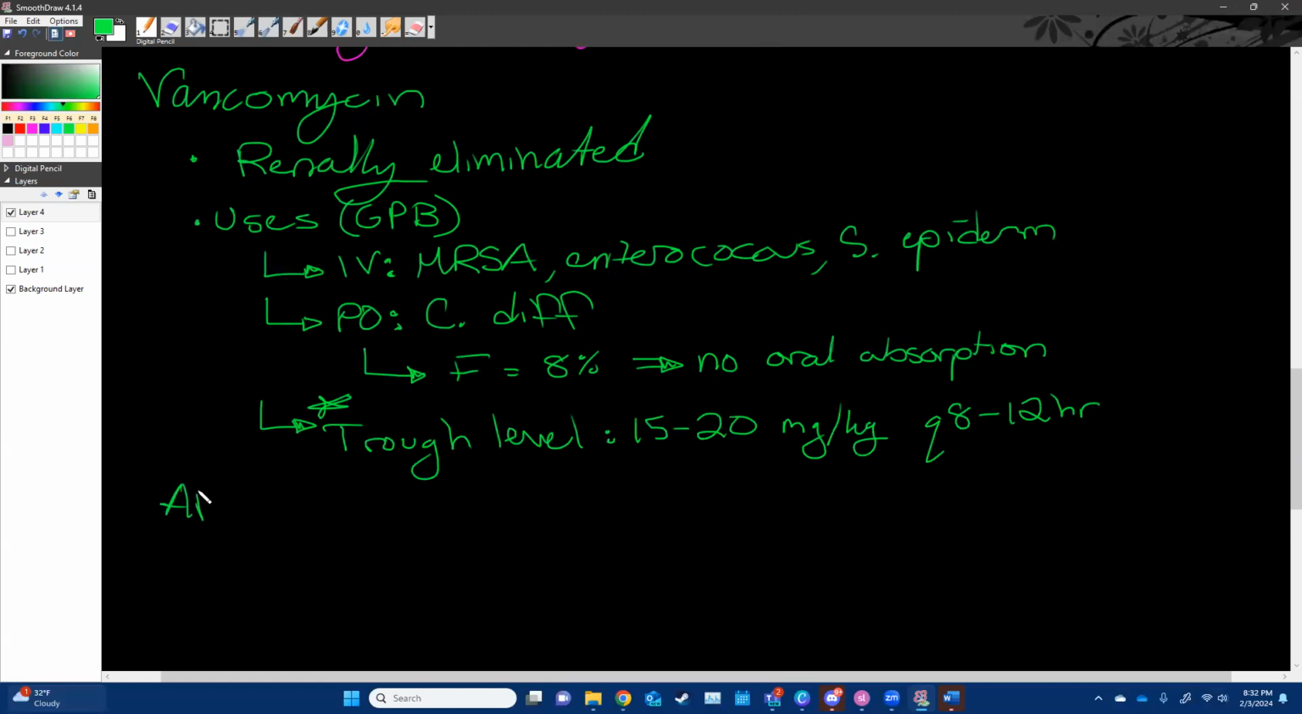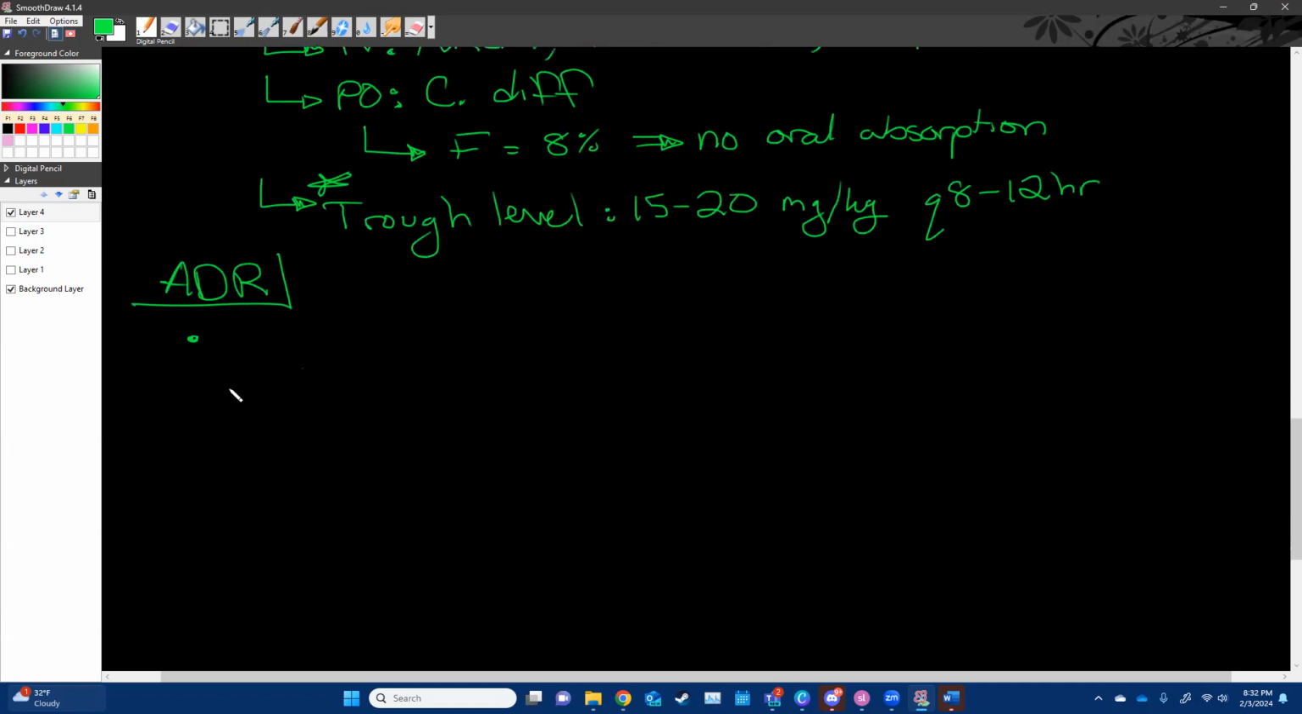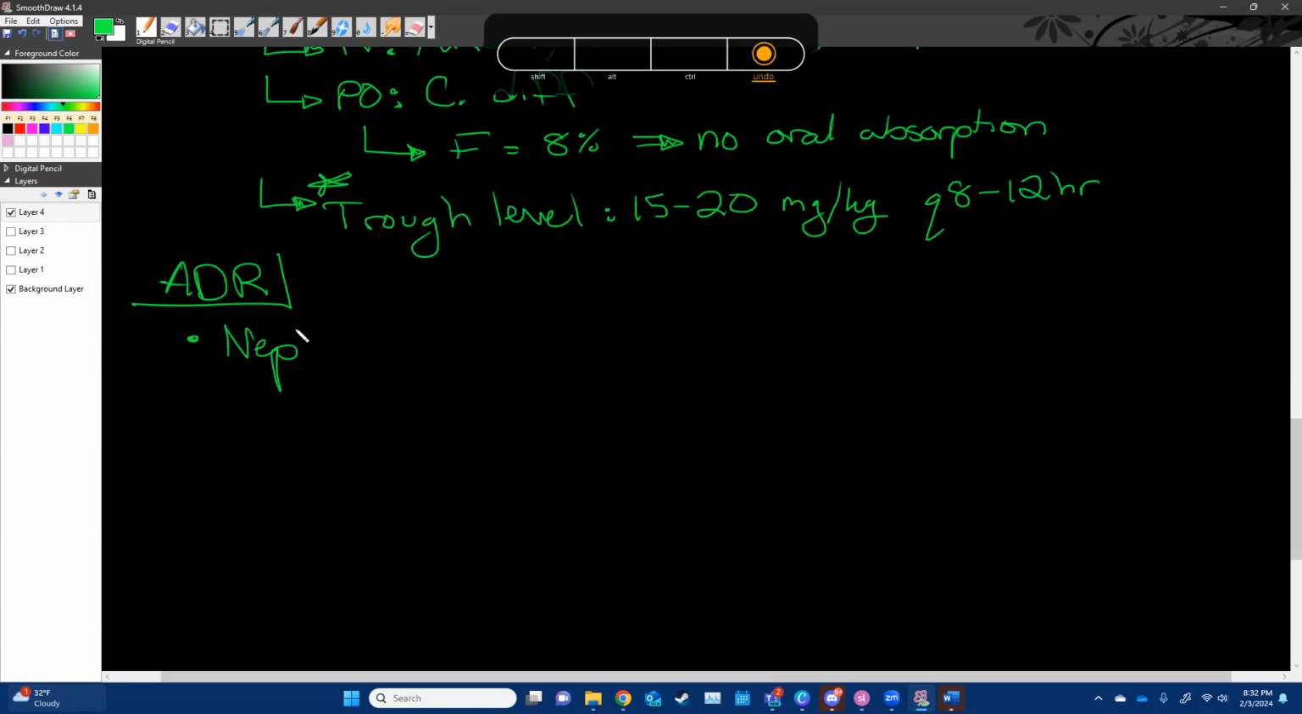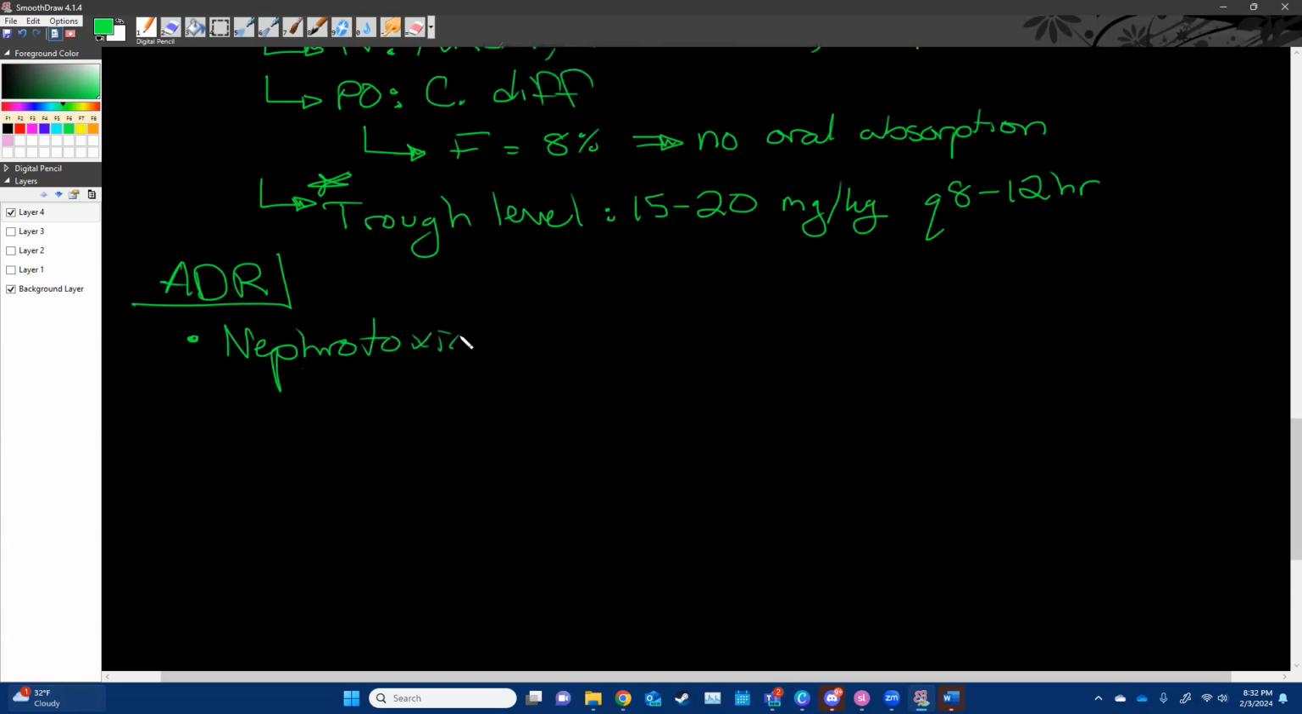All right. Adverse drug reactions. One of the things that happens with vancomycin is that we can end up having nephrotoxicity. Primarily, this is due to a too high trough level, so the amount of vancomycin is above 20 milligrams per kilogram.